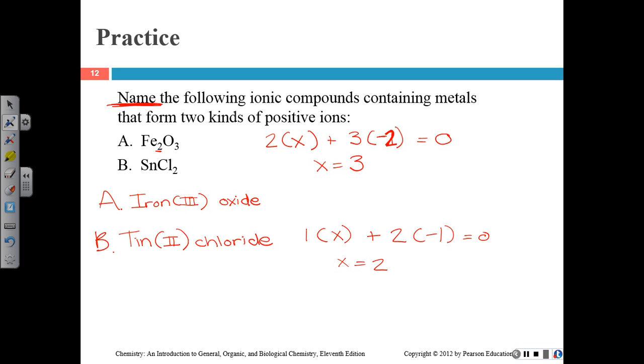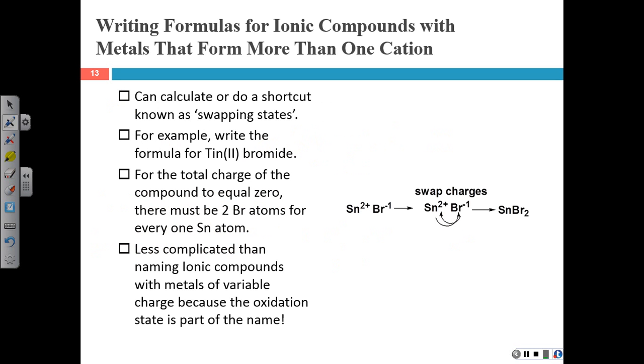Okay, so naming classification 3 is the only time that you have to do that first step where you have to find the oxidation state. When you write the formula for these, you can do the exact same thing. You can take the name, write out the oxidation state, and then swap, just like we did in classification 2.